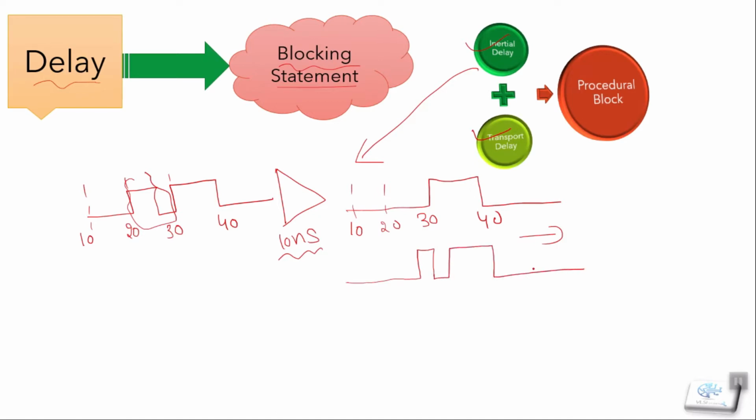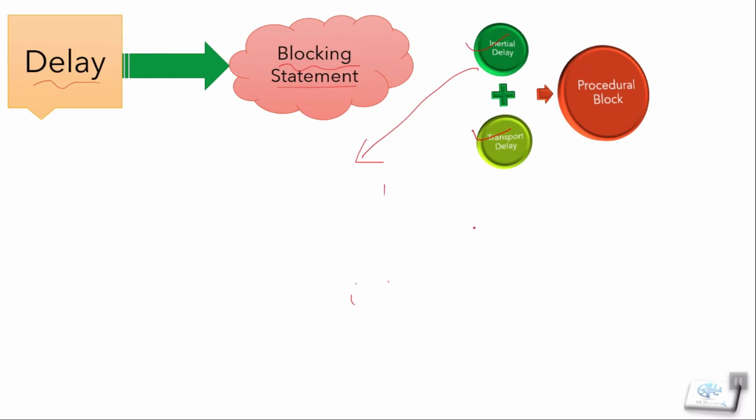For that same input, we get the output here at 10, 20, 30 and here 40. So here you can see that the glitch will propagate to the output. So this is our inertial delay and this is our transport delay. Let's understand the effect of the delay on our blocking statement.